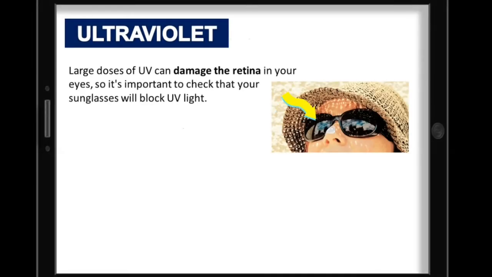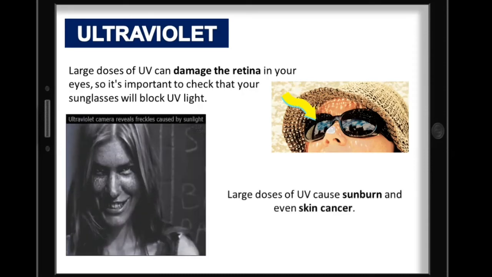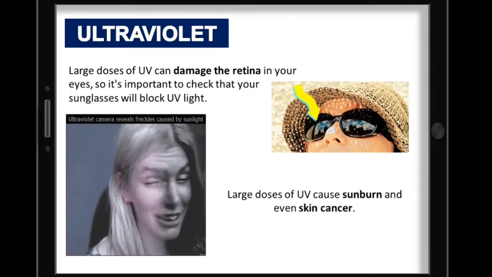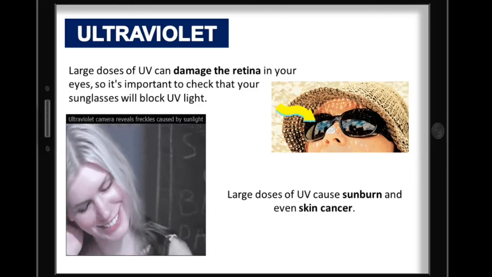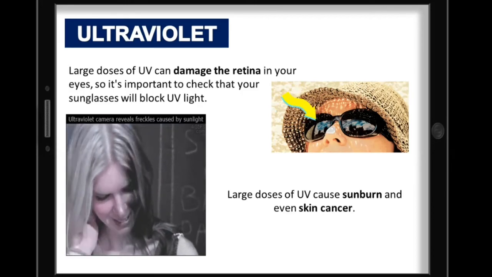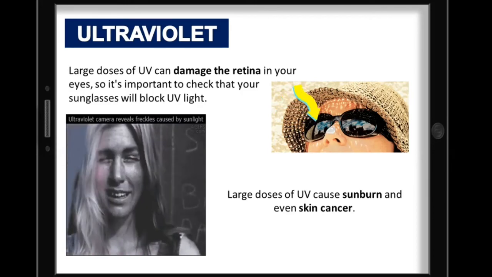Large doses of UV can damage the retina in your eyes, so it's important to check that your sunglasses will block UV light. Large doses of UV cause sunburn and even skin cancer. Fortunately, the ozone layer in the Earth's atmosphere screens us from most of the UV given off by the sun.